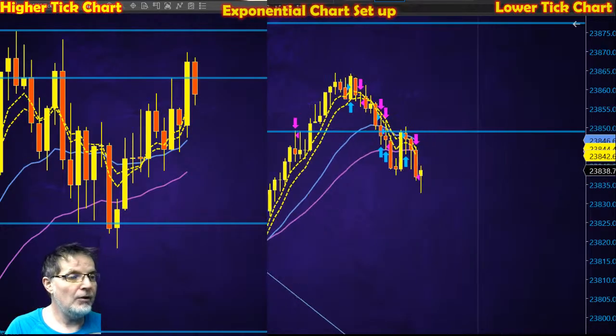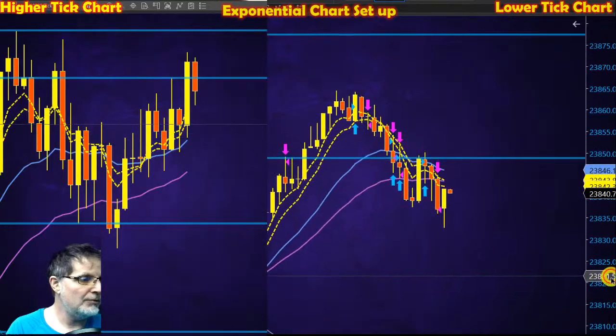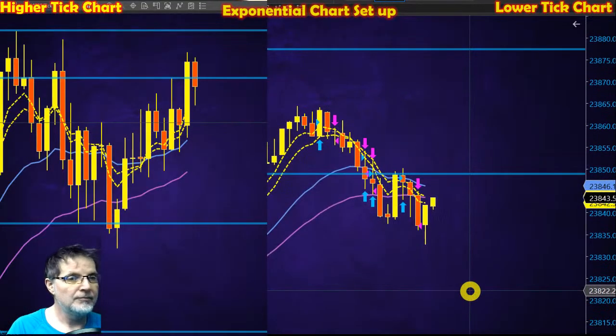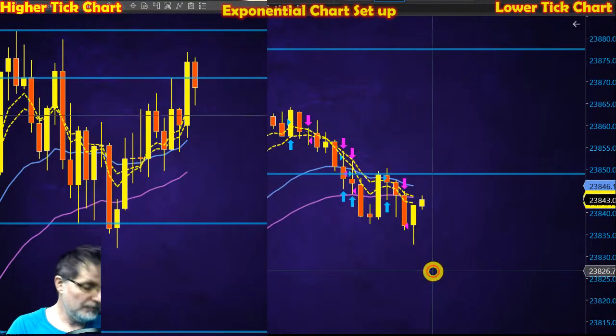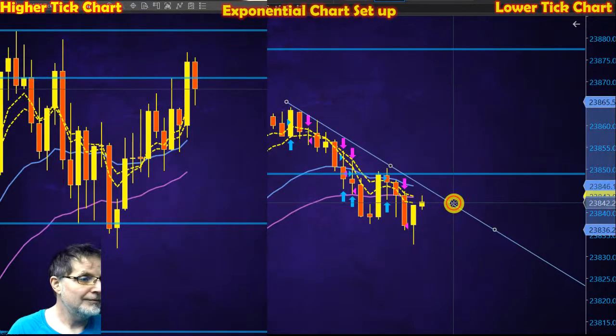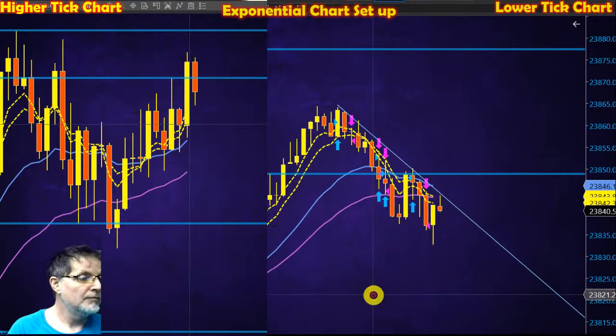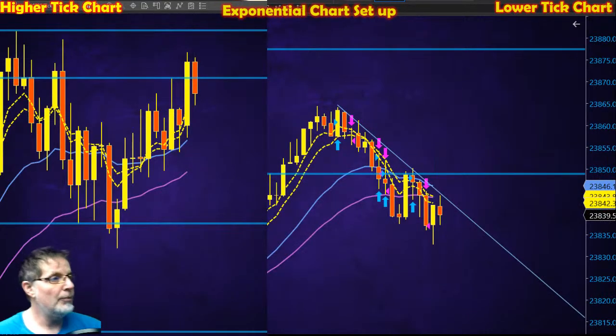So we gave back all those profits to that big move. Took four trades though. One good trade wipes out four bad trades. Yeah, that's okay. One good trade will wipe out four bad trades. That's good.